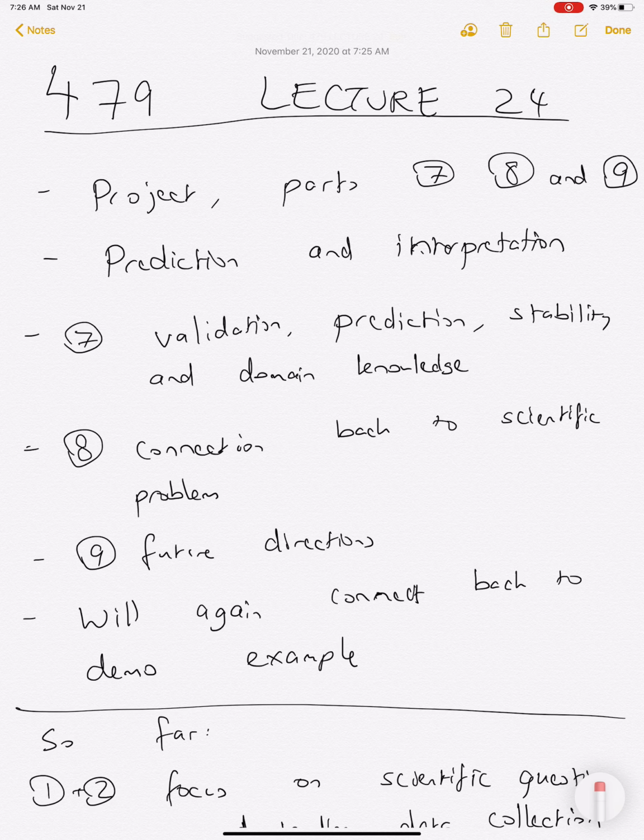Then I'll focus on task 7, which is really about validation, in particular, a couple of different types of validation, like prediction, stability, and domain knowledge. Then I'll talk about the 8th task, which is about connecting back to the scientific problem or the scientific question that you started with. And then I'll talk about part 9, where you need to think about what you would potentially do in the future based on what you've done in the project.